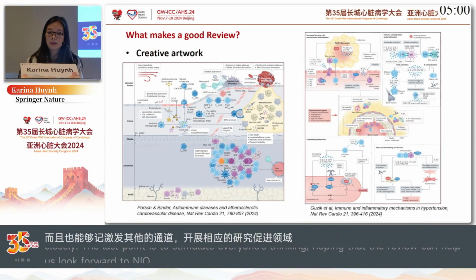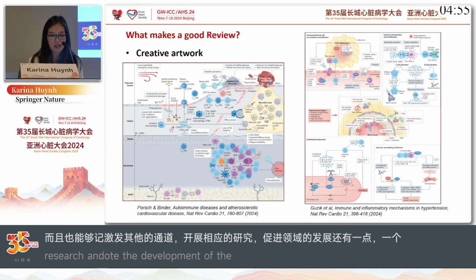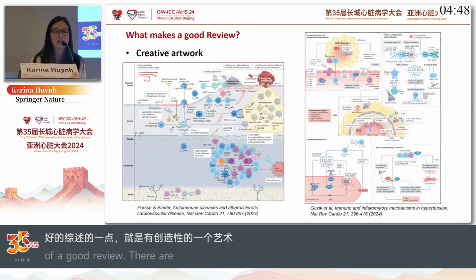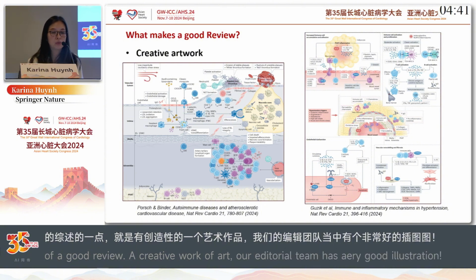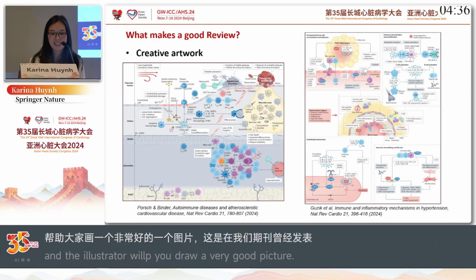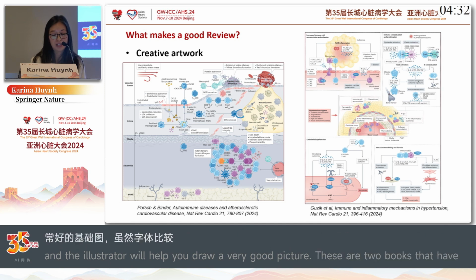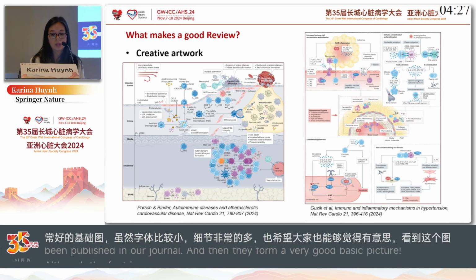So another really important aspect of a good review is creative artwork. I've mentioned before, we've got a really great art department team. We work very closely with the art editor, and we act as liaisons between the art editor and the authors to come up with these really nice visual summaries. You'll see here there are 2 images from reviews that were published in the past year. There's lots of detail, but hopefully it would be very clear to the readers what this figure is communicating, and the figures should really complement the text in the review as well.